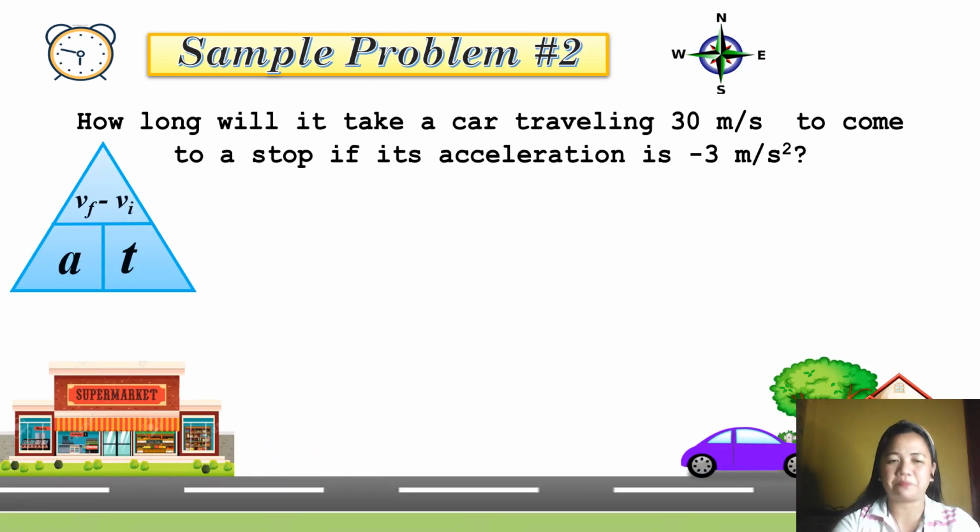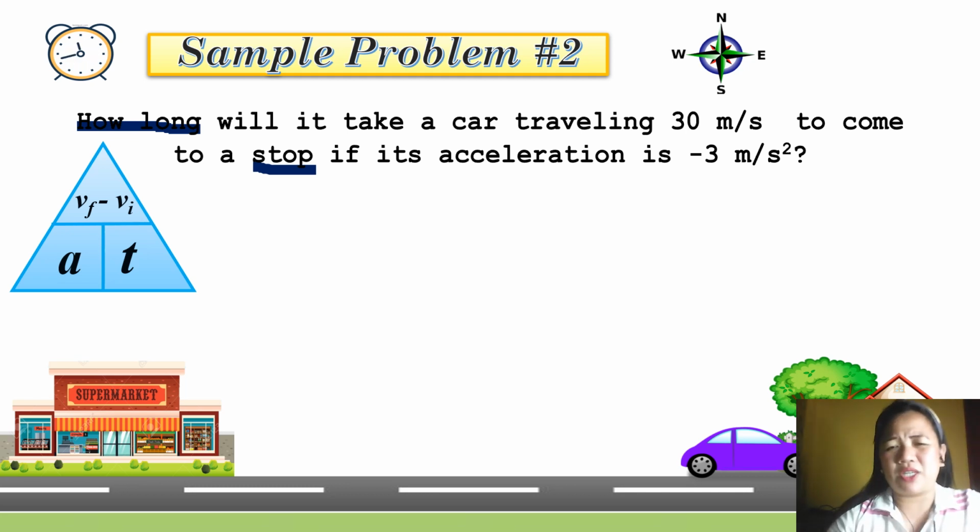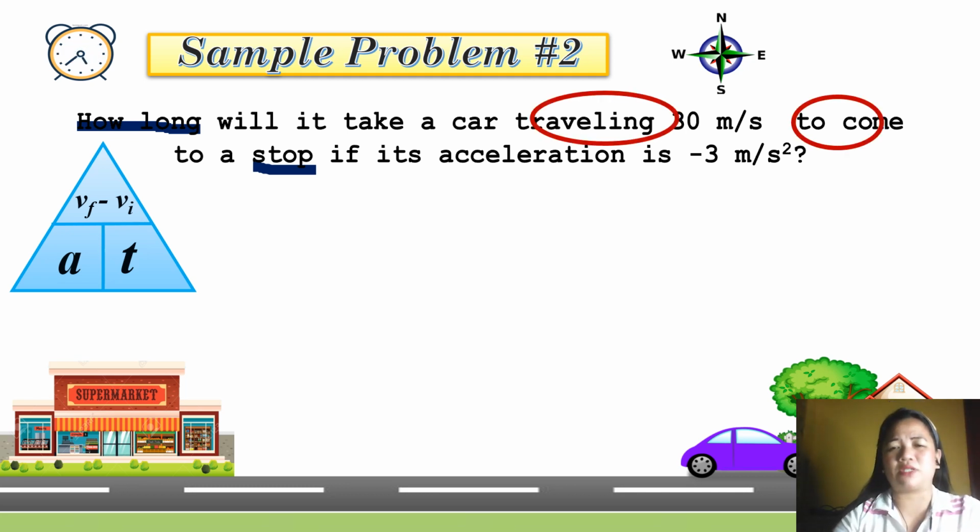Next problem. Okay? How long will it take the car traveling from 30 meter per second to come to a stop? So, from 30 meter per second to a stop. Again, there is a term here, stop. It means it halted. So, your velocity is 0. If the acceleration is negative 3 meter per second squared.